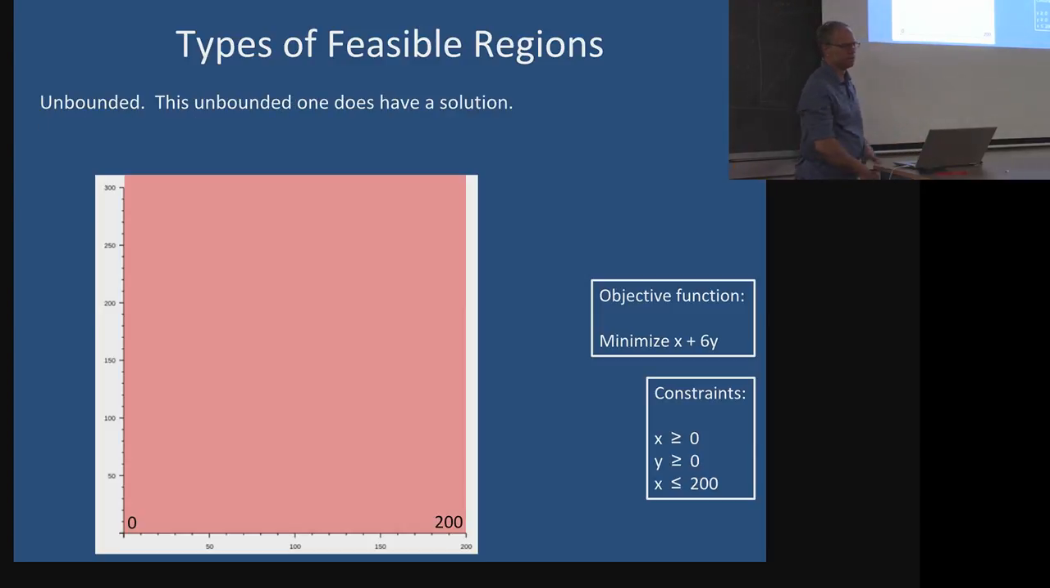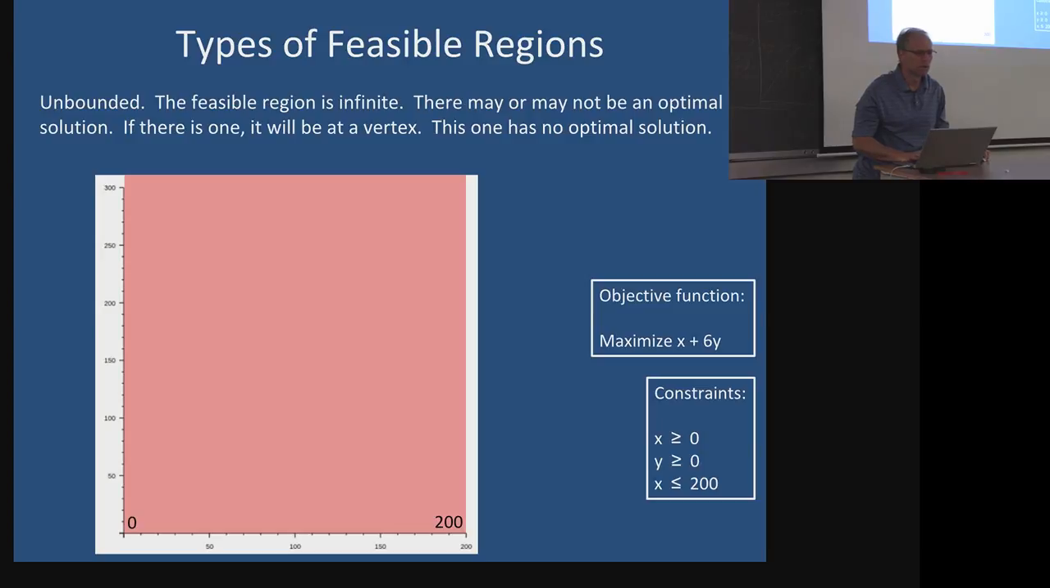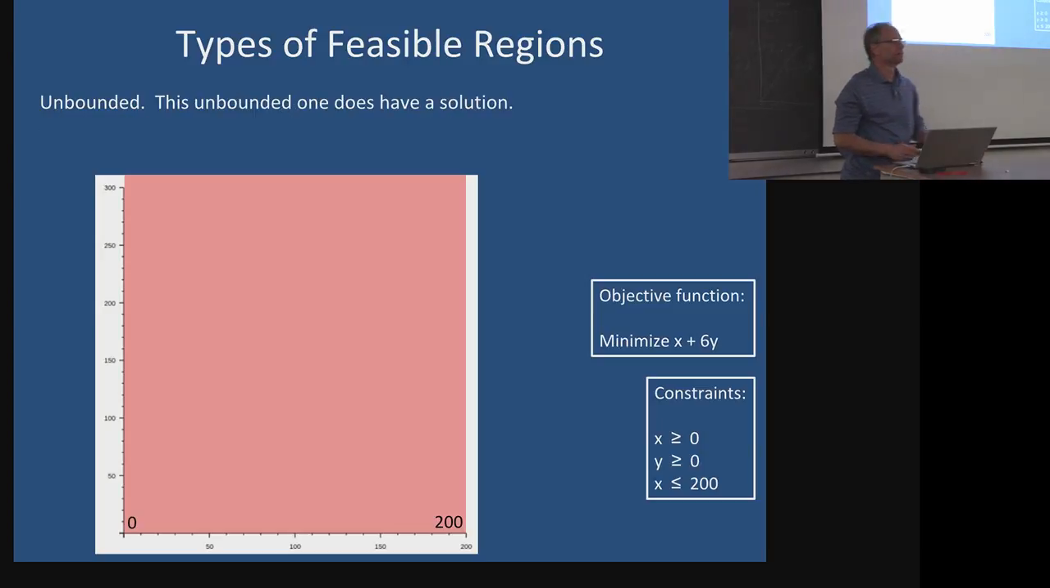On the other hand, what about that one? What did I do? You minimize instead of maximizing. Oh yeah, so I'm minimizing it, and that does have a solution. The solution is always at a vertex. If there's no vertices, you're out of luck. But in this case, there's two vertices, and one of them is the minimum.